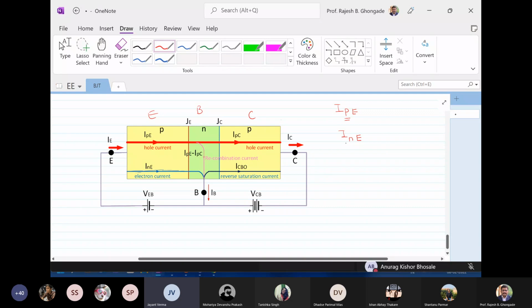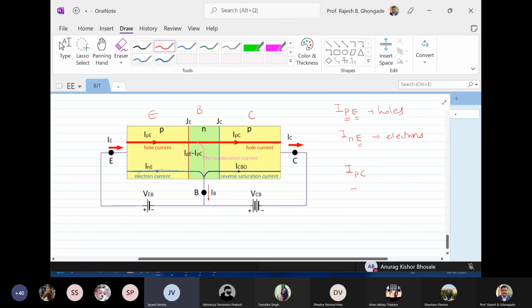INE का मतलब क्या होता है? It is the current which is because of the electrons. और ये कौन से रीजन में? एमिटर रीजन. ठीक है. In collector region also, we have a similar kind of nomenclature. Okay, what is that?